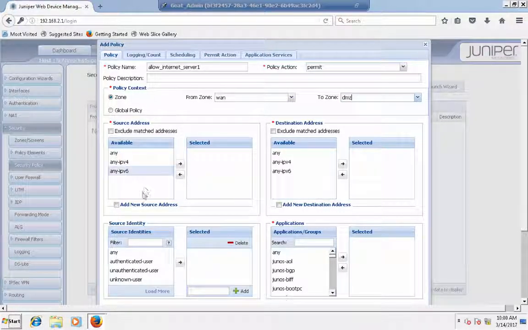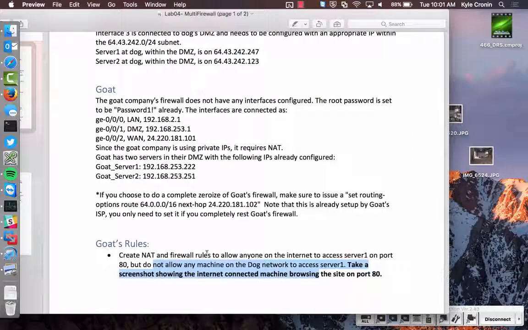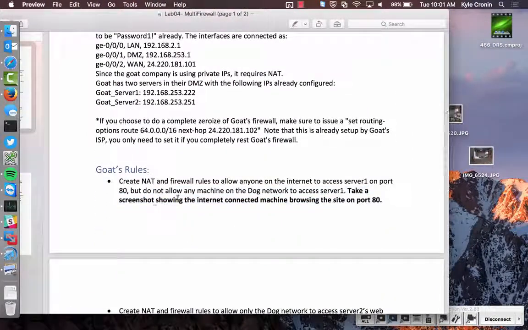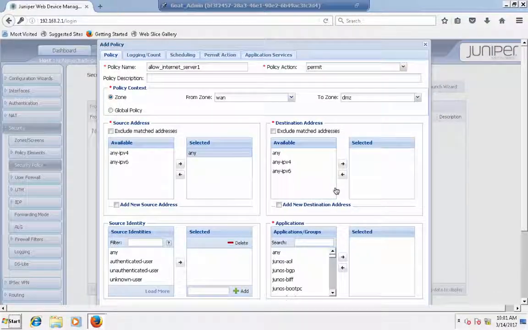What is our source going to be? Everything but dog. Everything but dog. So initially, to allow the internet in, we want to let everyone in, right? And we'll come back to the but dog in a second, because isn't that the rule? Allow everyone but the... But do not allow any machine on the dog, but allow anyone on the internet. So we're just going to block this one group. So the first thing I'm doing is allowing anyone from the internet.